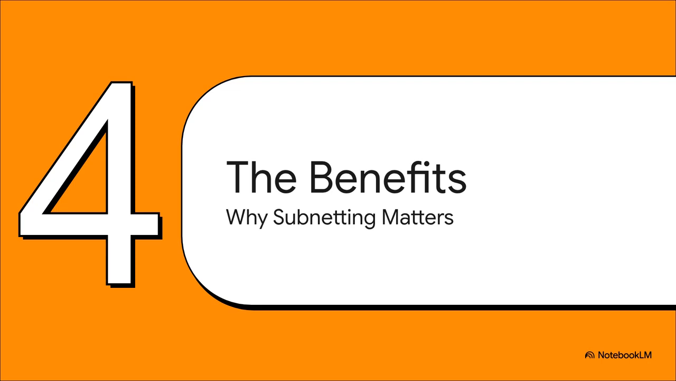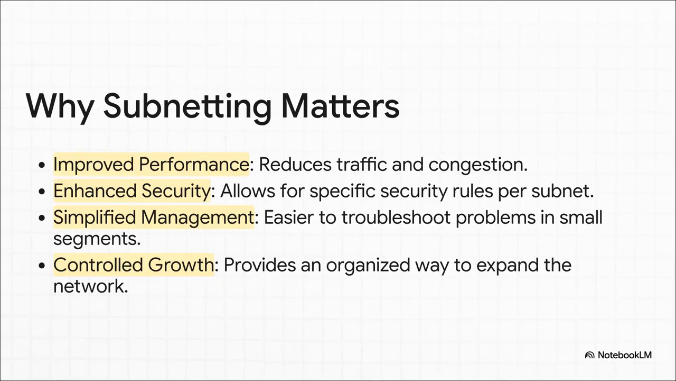Well, the benefits are huge, and they pretty much solve every single problem we saw in our chaotic neighborhood analogy. The results are immediate. Performance gets a massive boost because we've eliminated those network-wide traffic jams. Security gets way tighter. You can now create rules that prevent, say, the sales network from ever accessing the finance servers. Management becomes a breeze because if there's a problem, it's isolated to a much smaller area. And finally, you have a really organized plan for the future, for controlled growth.